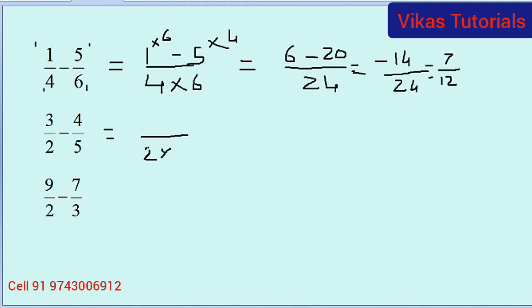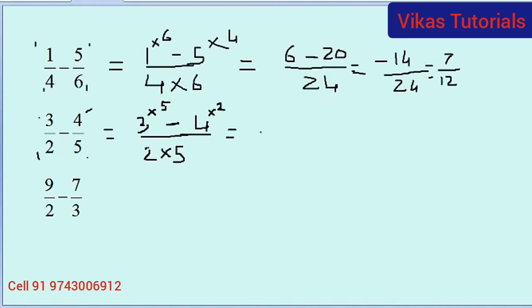2 into 5. Okay, now numerator of first number into denominator of second number. Numerator of first number is 3 into denominator of second number is 5, minus numerator of second number into denominator of first number. Numerator is 4 into 2.